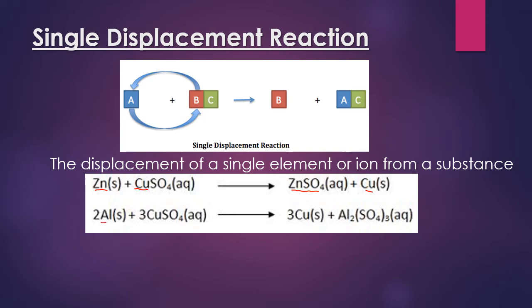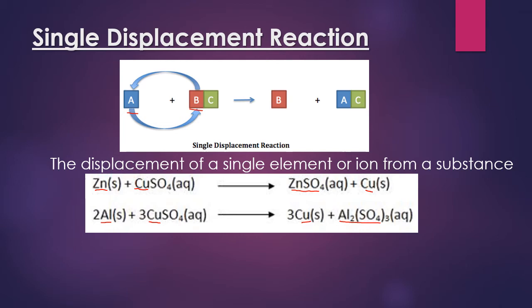So we have aluminum by itself. So think of that as being the A in this diagram up here. And what that aluminum is going to do is it's going to go over and kick out B. So in this case, B would be copper or sulfate. What is it going to take the place of? It's going to take the place of copper, because aluminum's a metal, so it's going to take the place of another metal. So now, on the product side, we have aluminum with the sulfate and copper by itself.